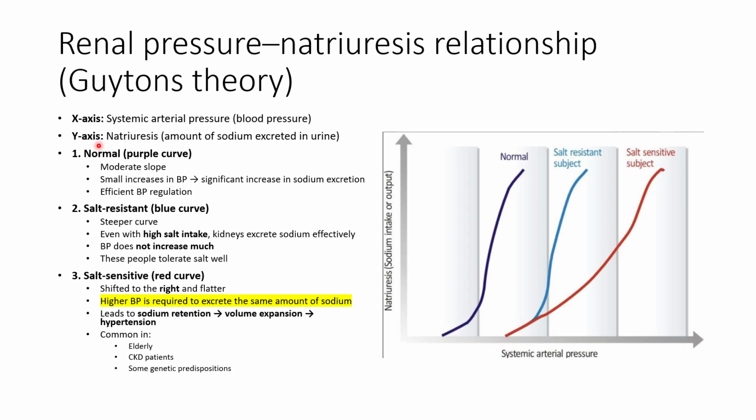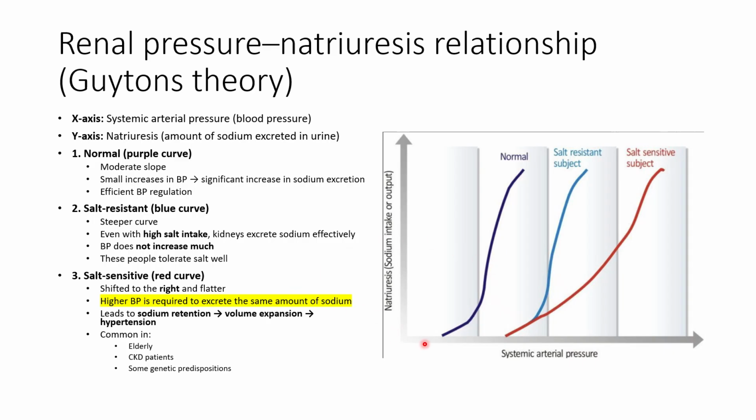Basically this theory is Guyton's theory. So if you see on this graph, the x-axis is the blood pressure, and the y-axis is the natriuresis, the amount of sodium excreted. This is a normal human being. This is someone who is resistant to the amount of salt they ingest. That is, their BP doesn't get affected substantially by the amount of salt intake, and this is a salt sensitive subject. That is a person who, based on their salt content, has their BP substantially affected.